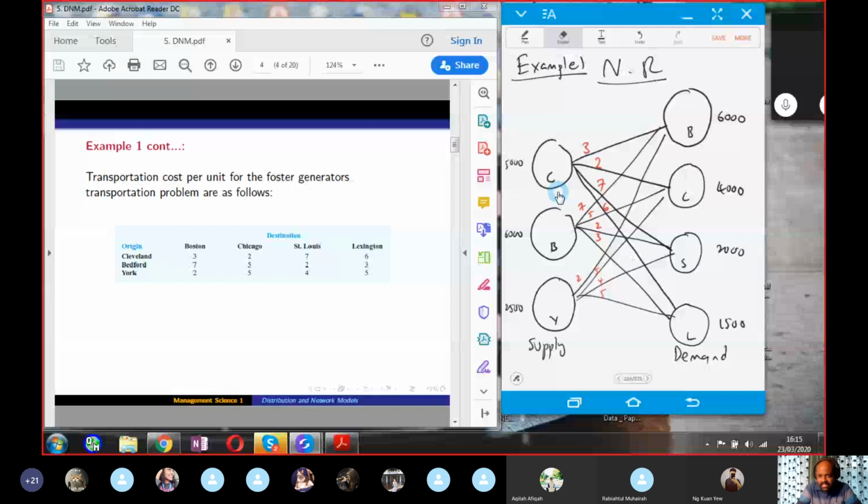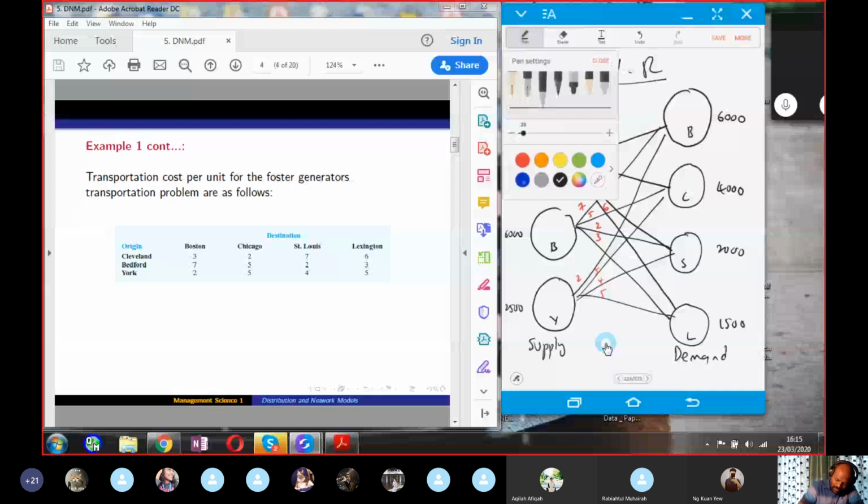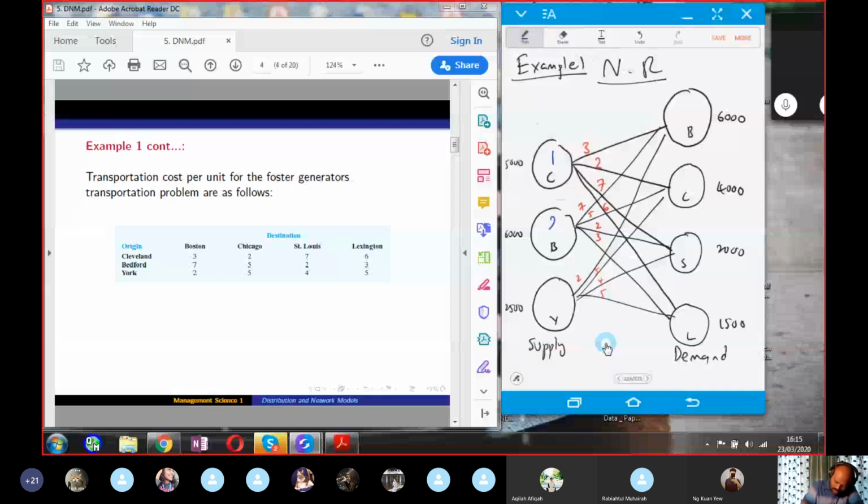Notation can be X, Y, Z, A, B, C, any notation. The quantity from Cleveland to Bedford, the quantity from Cleveland to Chicago, Cleveland to St. Louis, Cleveland to Lexington, this notation must be different. So how are we going to do this? We're going to give some numbers: 1, 2, 3, 4.